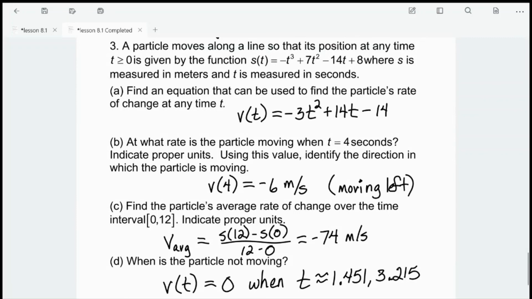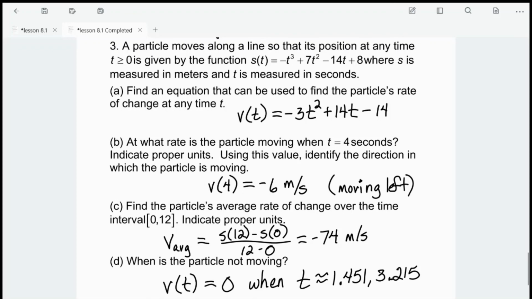Okay, so here are the solutions for this one. So part A, it says find an equation that can be used to find the particle's rate of change at any time t. So essentially, I'm looking for the velocity function since we started with position. That one, you can't really use the calculator. You just take the derivative. Very, very simple power rule. We get negative 3t squared plus 14t minus 14.